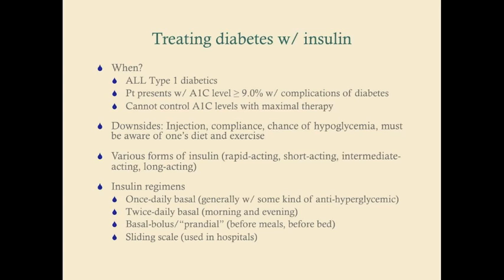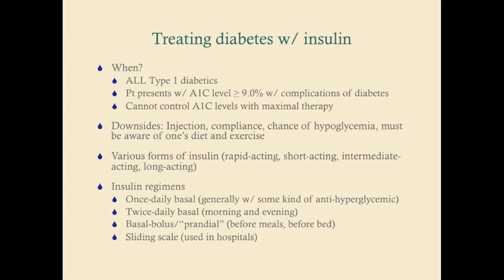So you take an intermediate and normal combination acting insulin in the morning and then in the evening. And those are usually your 70-30s or your 70-25s and your 50-50s. There's a basal bolus or prandial regimen, and that's sort of a combination of a once daily basal regimen where you're taking a long-acting insulin in the morning or in the evening, and then before each meal, you're going to supplement it with a quicker acting insulin.